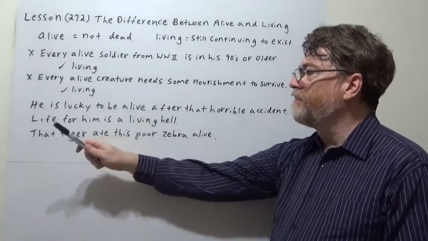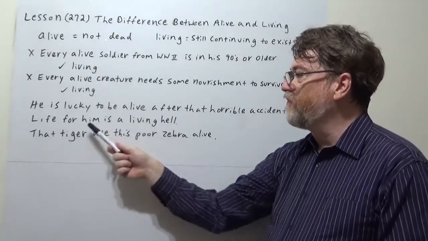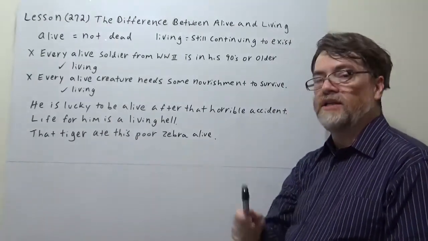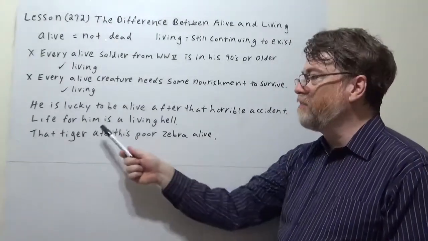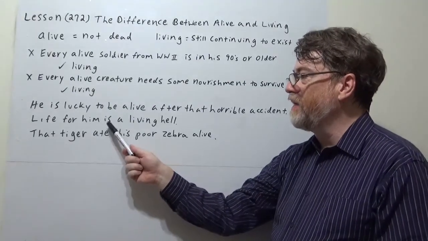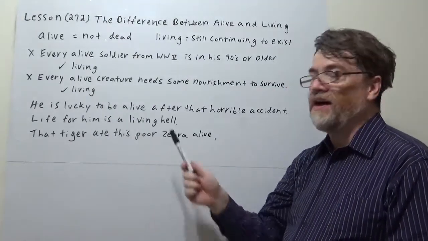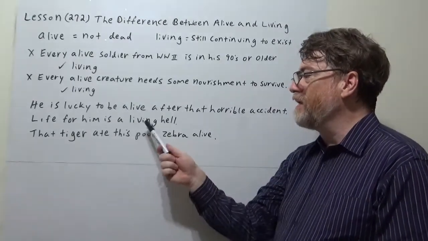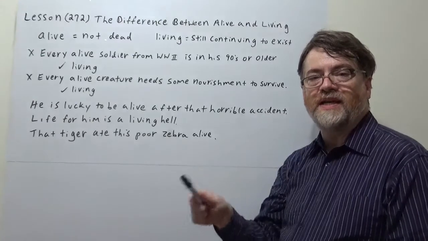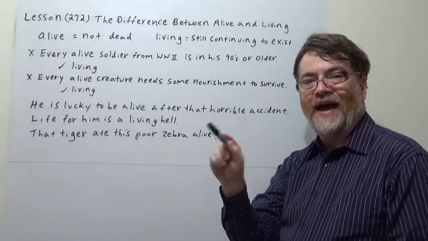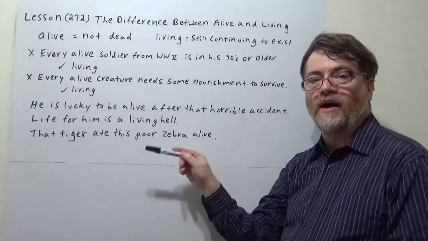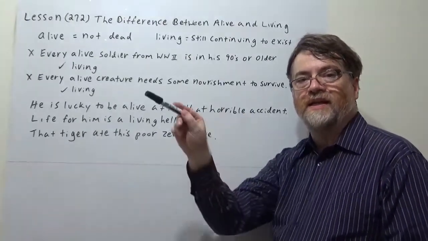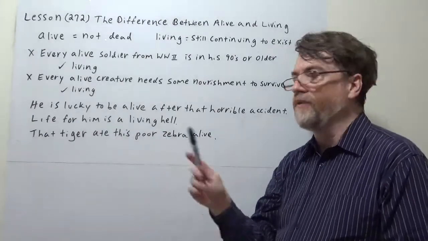Okay, let's continue. The next one. Life for him is a living hell, even though I think living hell might actually be a phrase. But still, it would be weird to say life for him is an alive hell. That would be weird. That would be awkward here. We want to again emphasize that this state of hell is still continuing. It's still going on. So his very uncomfortable, horrible life is still continuing. So it's a living hell.